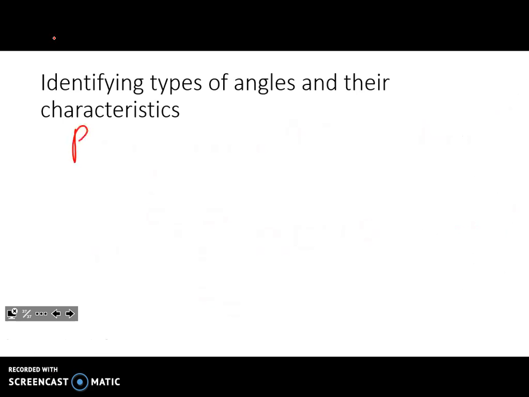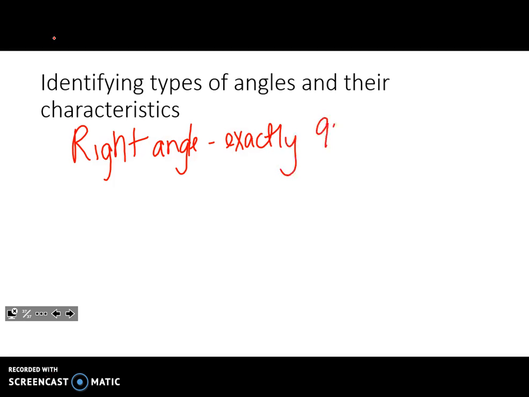All right, and then of course we have a right angle, and that has an angle measurement of exactly 90 degrees. And remember, from Pythagorean theorem, we represent a 90-degree angle measurement with that little box in the corner. That tells us that it's a right angle and that it is exactly a 90-degree angle measurement.